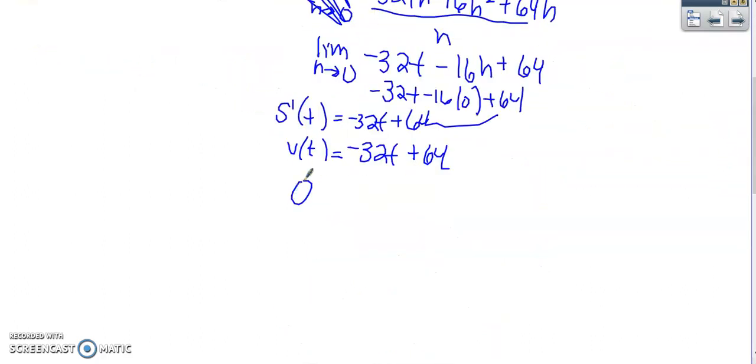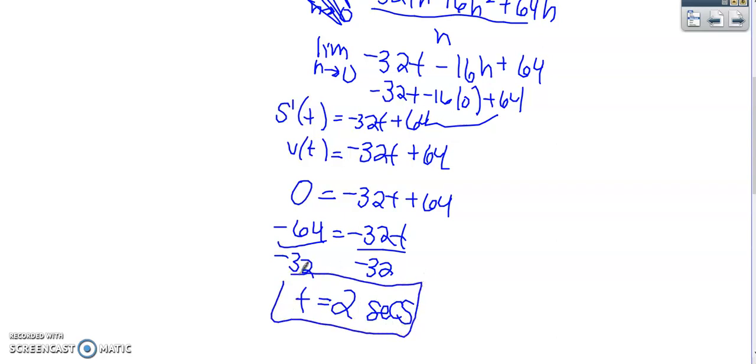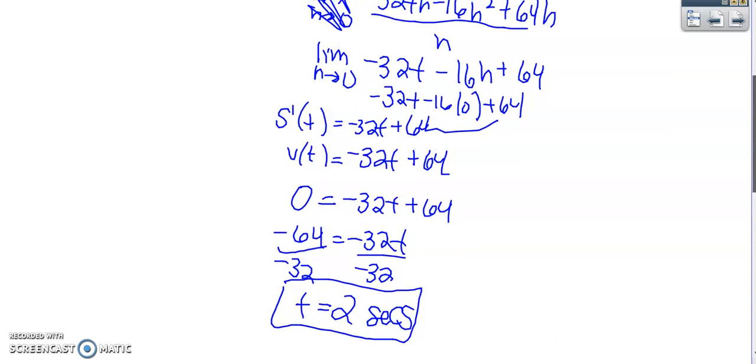So, plug in a 0. We set it equal to 0, actually. We're plugging it in for the velocity. So negative 32t plus 64 equals 0. Subtract our 64 over. Divide by negative 32. And we get that t is 2 seconds. So after 2 seconds, the ball is going to hit its maximum height.